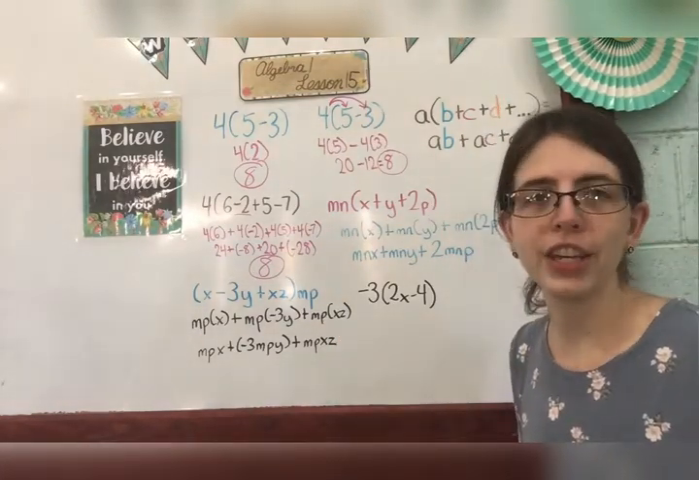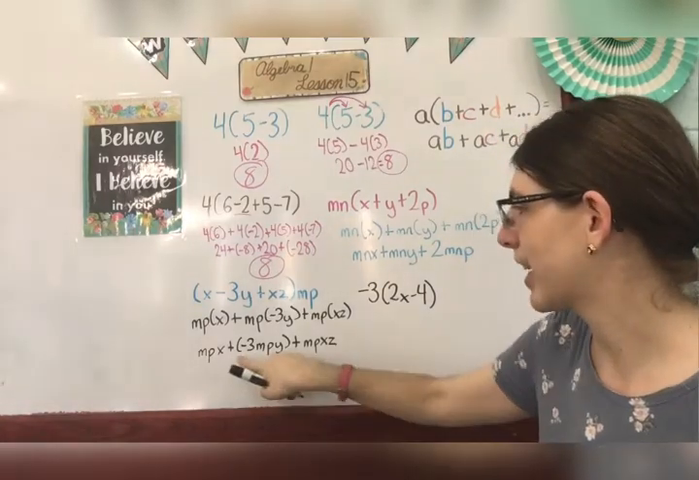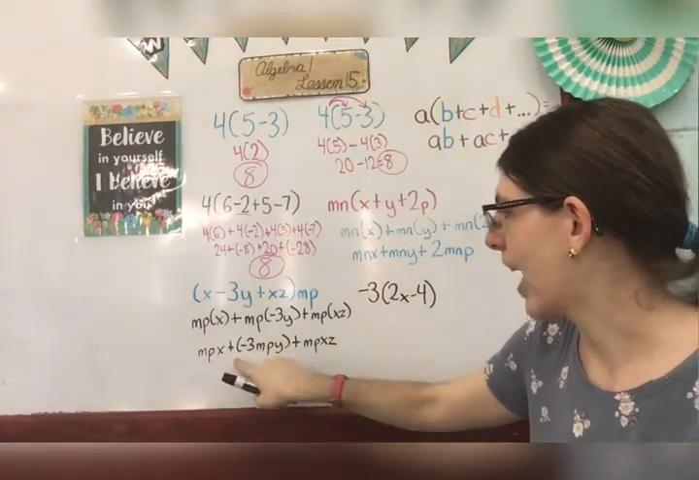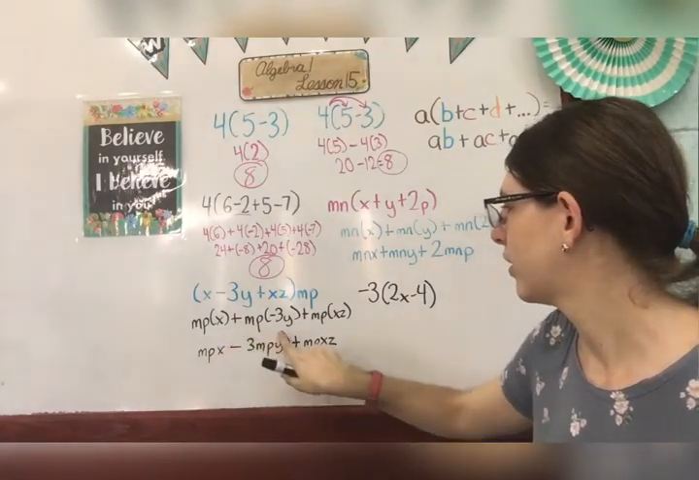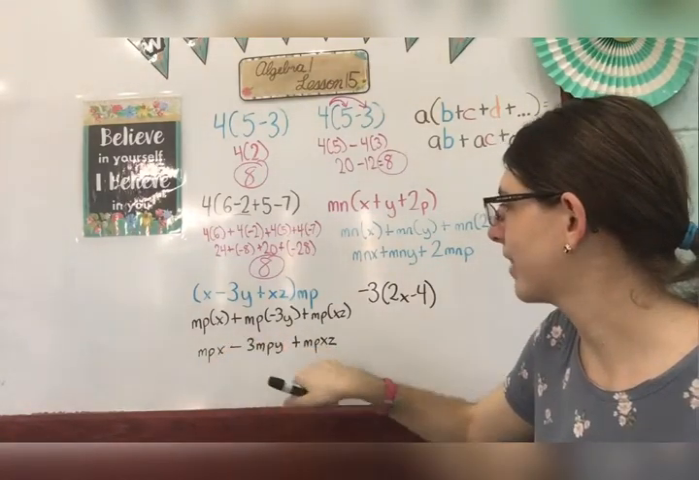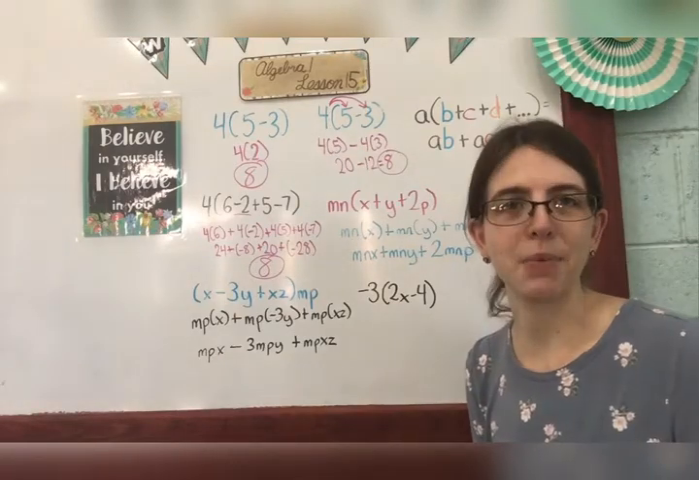The only other thing that you could also do to change it is if you wanted to get rid of this parentheses, since you're adding a negative, you know that that's the same as subtraction. So you say mpx minus 3mpy.